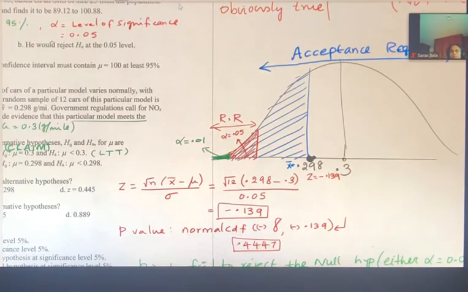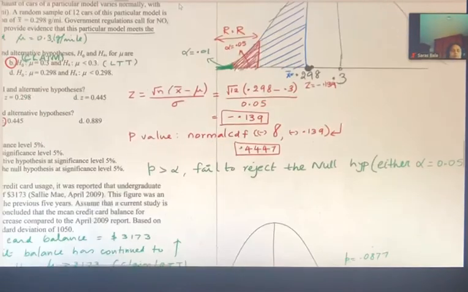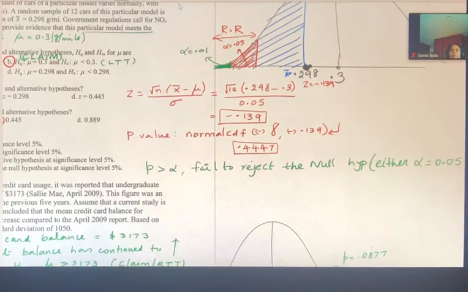Since my p-value is pretty strong, whether I compare with alpha equal to 5% or alpha equal to 1%, my probability is pretty strong, and most of the probability values I'm seeing are in the acceptance zone, right? That means I am going to keep my null hypothesis. I fail to reject the null hypothesis.